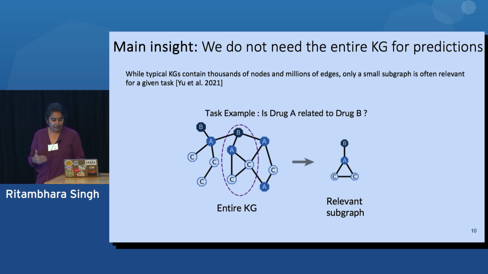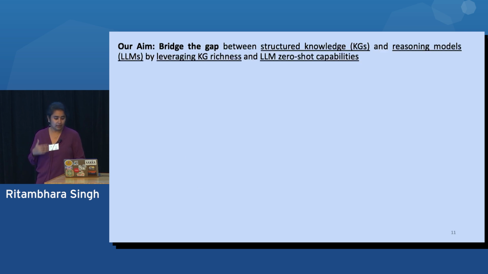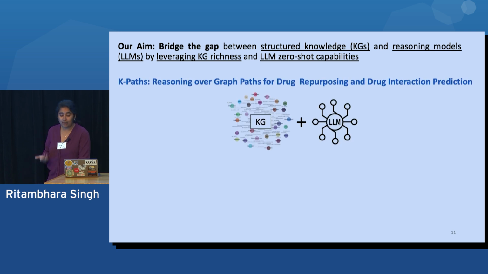So given this insight, we formulated our aim, which was to try and bridge the gap between the structured knowledge and richness that we get from knowledge graphs, having the domain-specific information, and combine it with the zero-shot capabilities of large language models. Which brings me to our method. We call it K-paths, for reasoning over graph paths, focusing on drug prediction tasks.